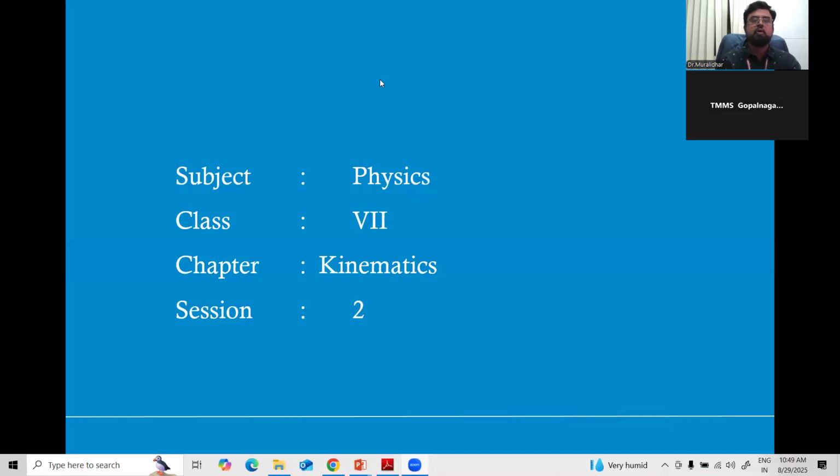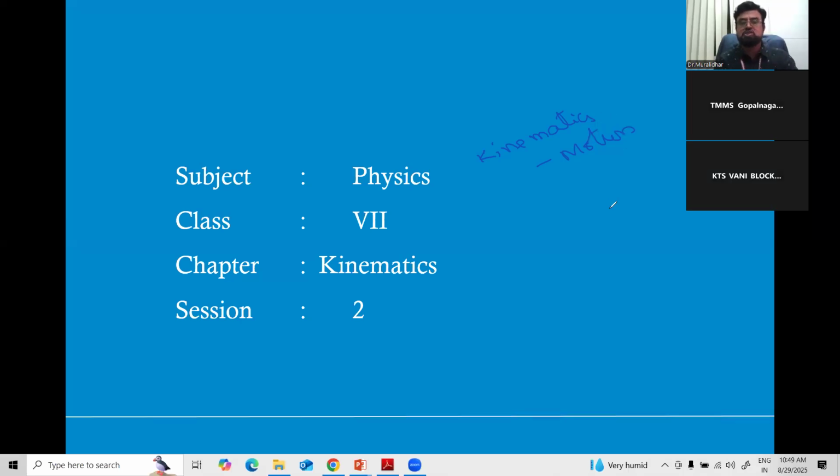First we learned what kinematics is. Kinematics is a branch of mechanics which deals with the motion of a body. It deals only with the motion, not with the cause. Before knowing about motion, you should study rest.